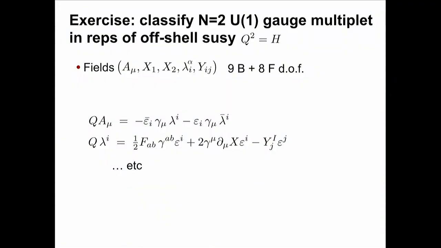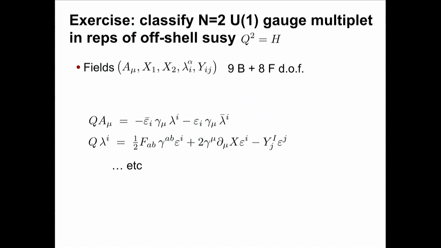The starting point is you want to organize your fields in representations of off-shell supersymmetry. Okay? But let's look at the fields. So the N=2 vector multiplet looks like this. There's a vector field A_mu, a complex scalar, which I write as X1, X2, Y_ij, which is this auxiliary field, and these are the gaugini. I used to call this omega until now, but now it's lambda.